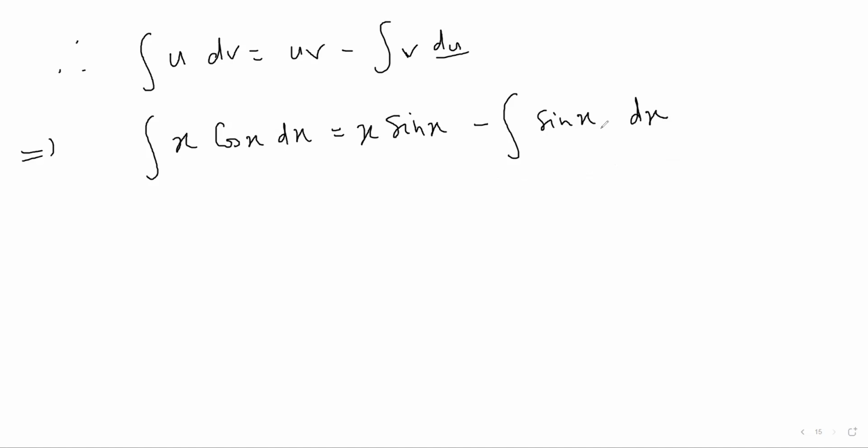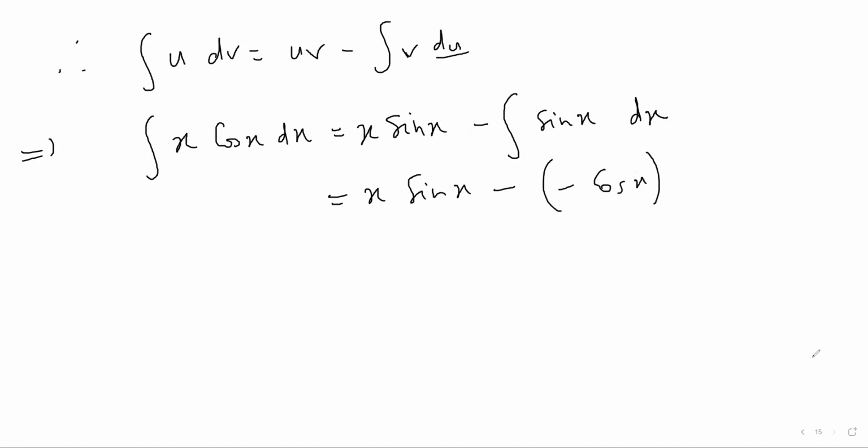So what's the integral of sine x? What do you differentiate to get sine x? If you differentiate minus cos x, you will get sine x. So the integral of sine x is minus cos x. So this is equal to x multiplied by sine x, minus cos x.